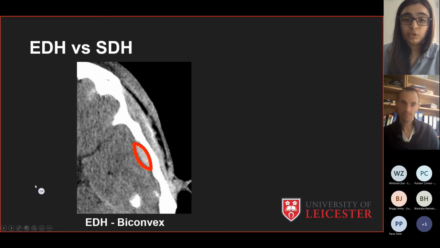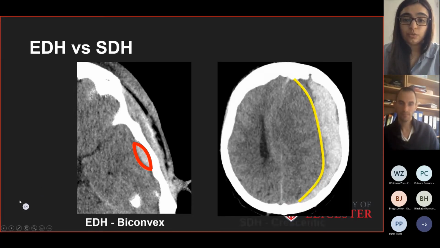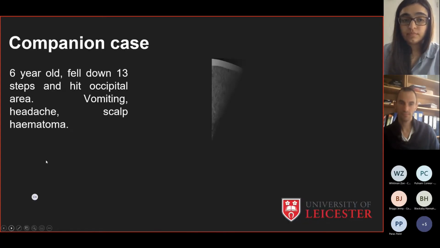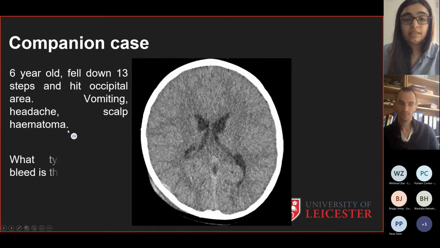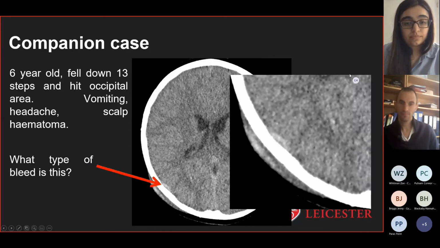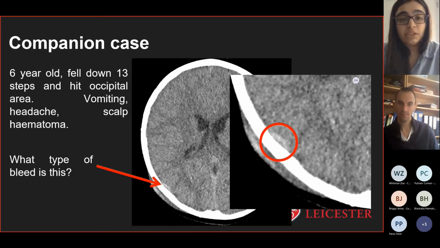So this image is just to show you the differences between the 2 that we've just seen, particularly in their shapes. So this is a similar case. This is a 6-year-old who fell down 13 steps and they've hit the occipital area. They're vomiting, they've got a headache, and they've got a scalp hematoma. What type of bleed do you think we can see here?